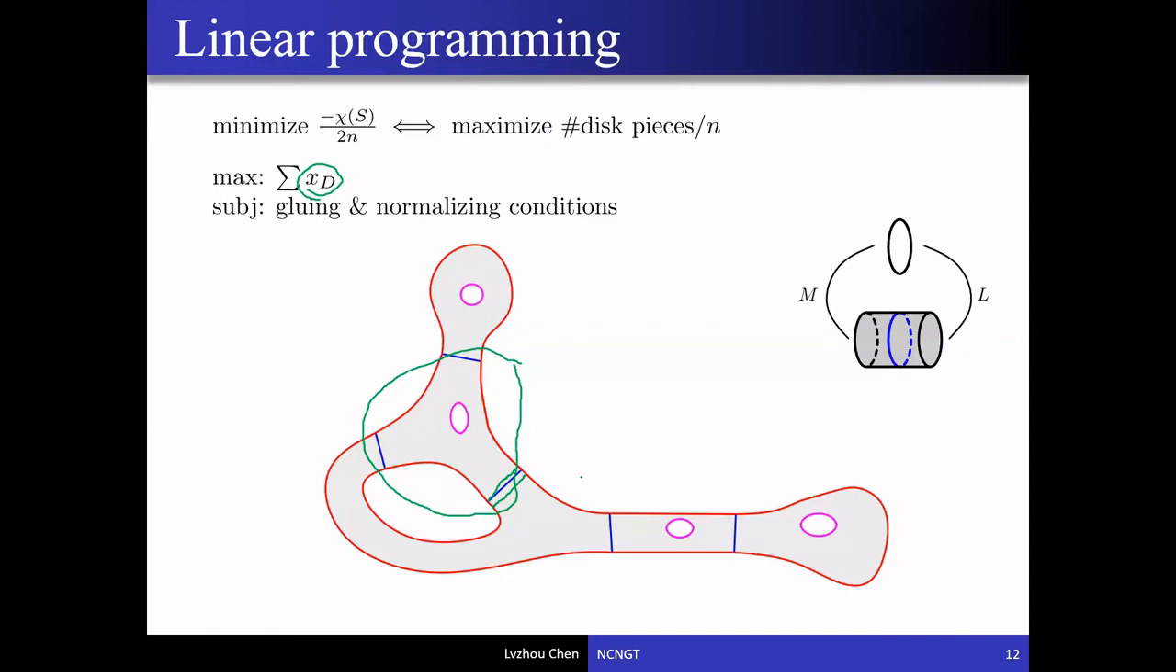That's called the gluing condition. There's also a normalizing condition, making sure that in the normalized sense, on the boundary, we see exactly one copy of the given loop gamma.